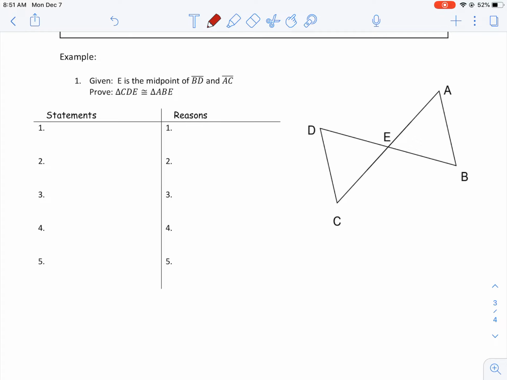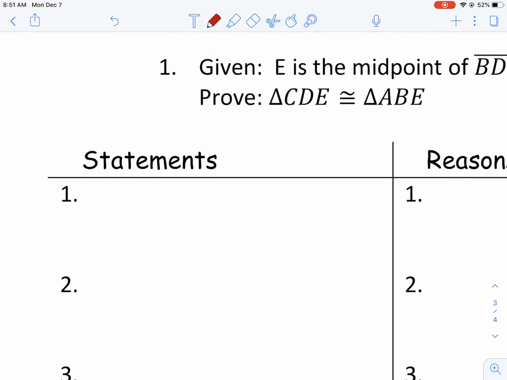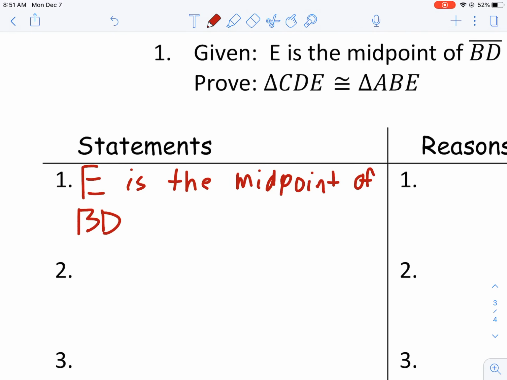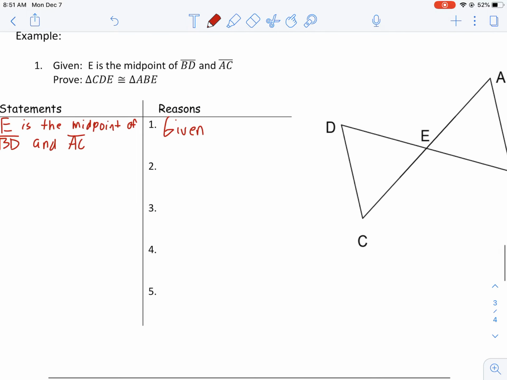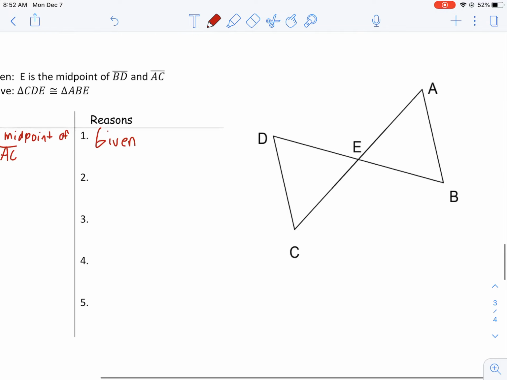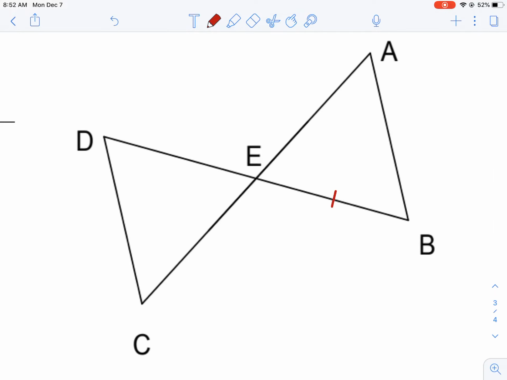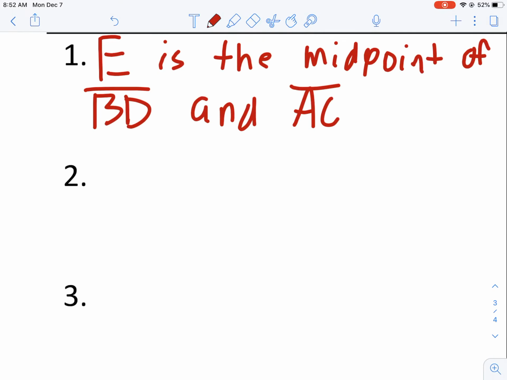So it says given, all right? E is the midpoint of BD and AC, okay? So remember, we always start with our given. So let's write that down. E is the midpoint of BD and AC. Now this one's a little bit weird because E is the midpoint of 2 different lines. So we're actually going to use the definition of midpoint twice, all right? So if we look, it says E is the midpoint of BD. So if we look at BD, that means BE is congruent to ED, right? So that's going to be the first thing that we write down.